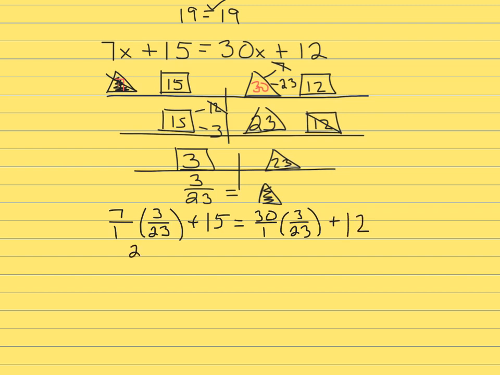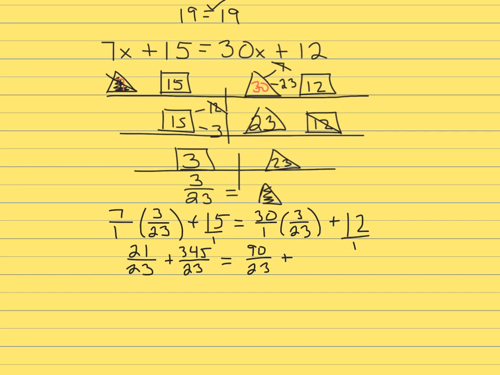This becomes 21/23. And since I need a common denominator, this is really 15/1. So I'm going to have to take 15 times 23, which is going to be 345 over 23, is the same as 90/23.